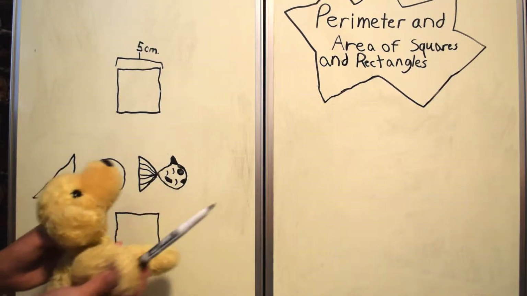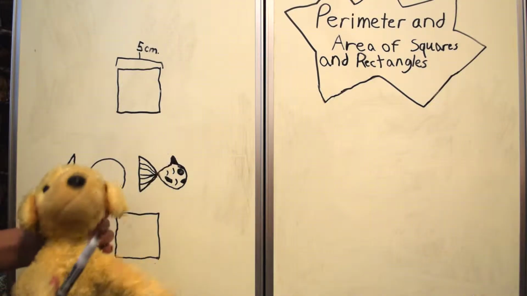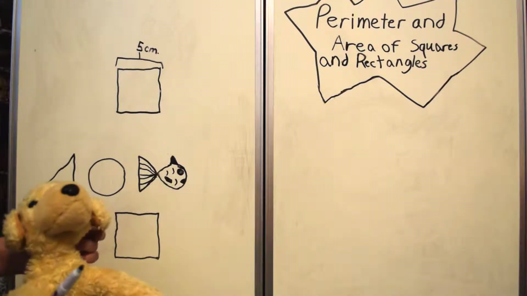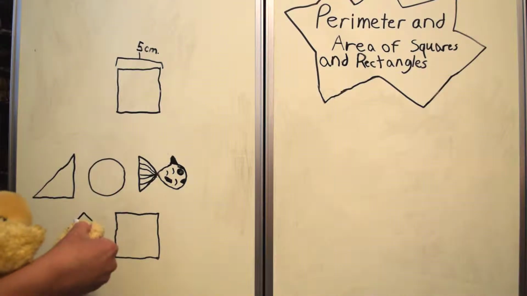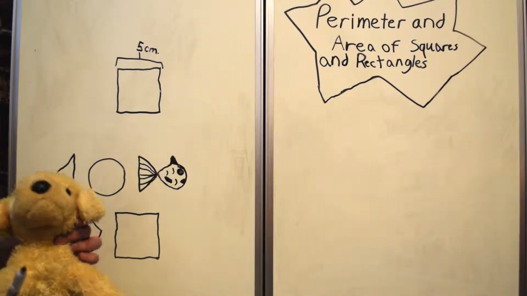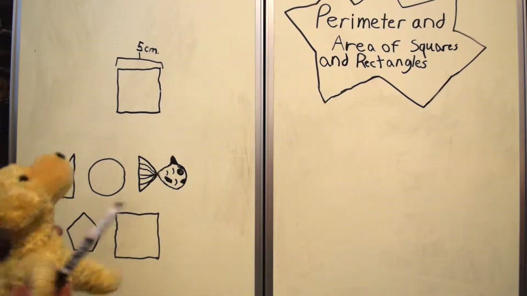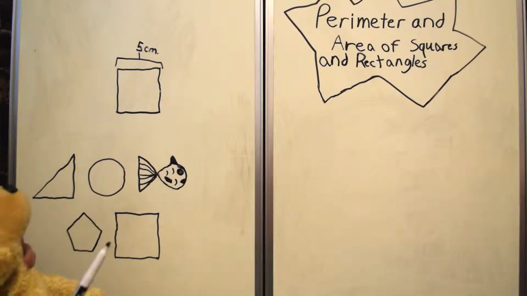Is this a square? No, it's a triangle. This? No, that's a circle. This? No, it's a fish. Is this a square? No, it's a pentagon. Is this a square? Yes. We'll start by focusing on the perimeter of squares.